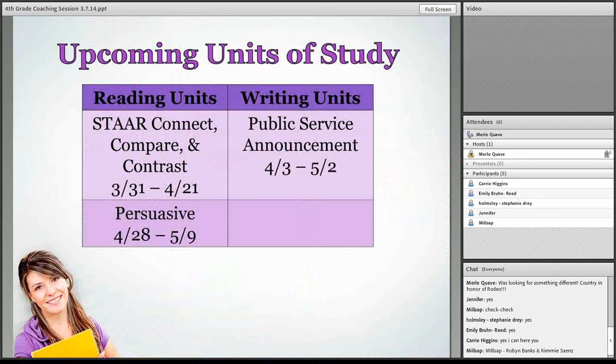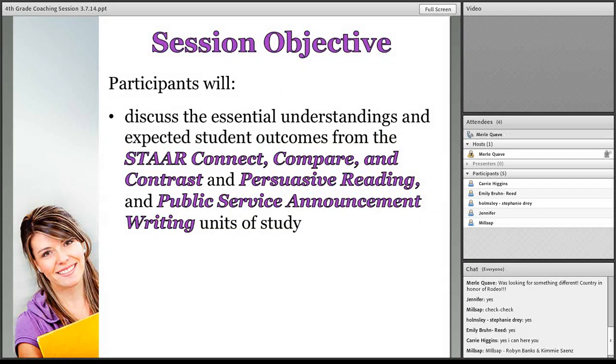So you can see here are the dates of the units. STAR Connect, Compare, and Contrast starts the 31st, and that's for reading. And the Persuasive begins April 28th and goes through May 9th. Now, what I wanted to do here is let you know the Persuasive and the PSA are kind of tied together, but we'll discuss that as we get along here.